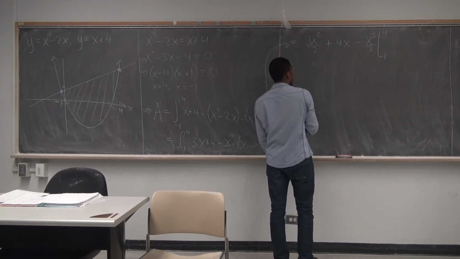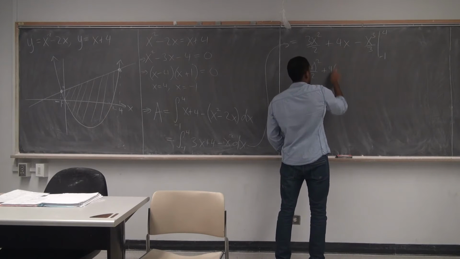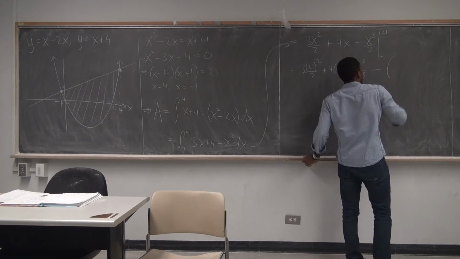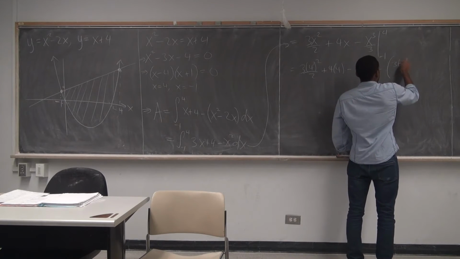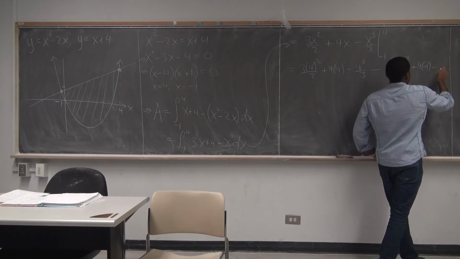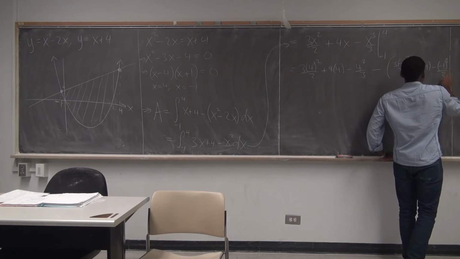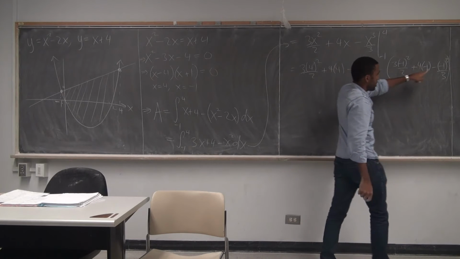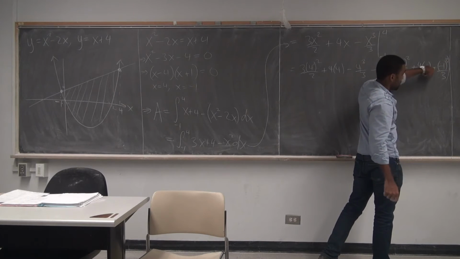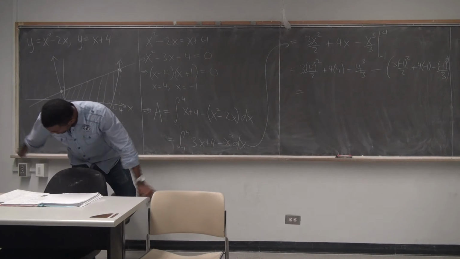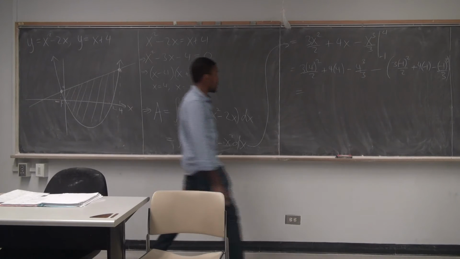Now what? Plug in 4. Minus, in parentheses, plug in negative 1. And you have to be careful with the signs here. The minus 1 squared gives you plus 1, but this will make that a negative. And minus 1 cubed is negative, so this is then going to be a positive. But find the common denominator and all that, and you will get 125 over 6.